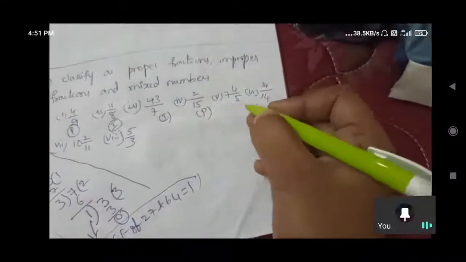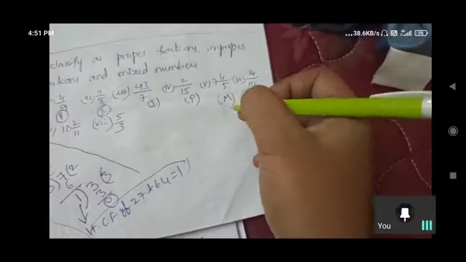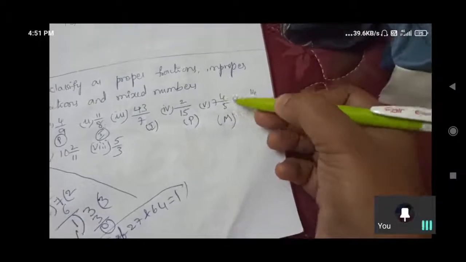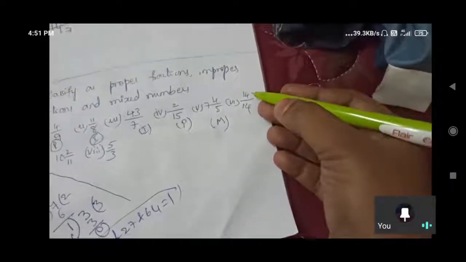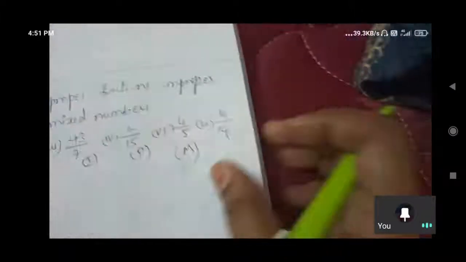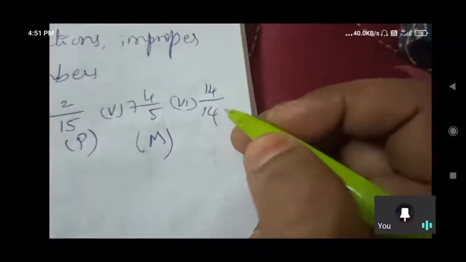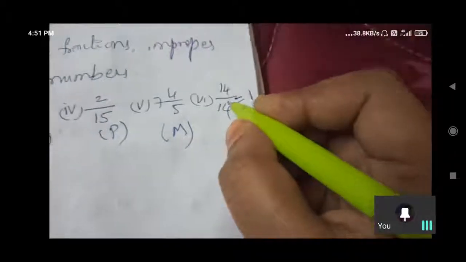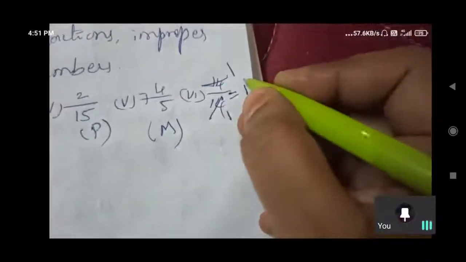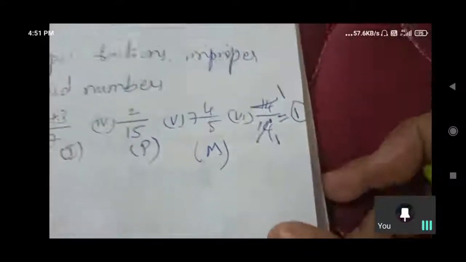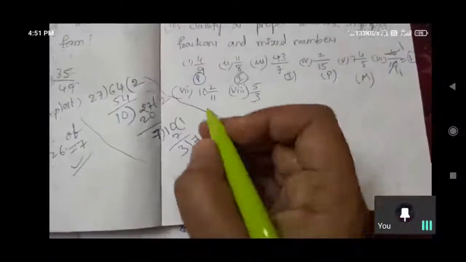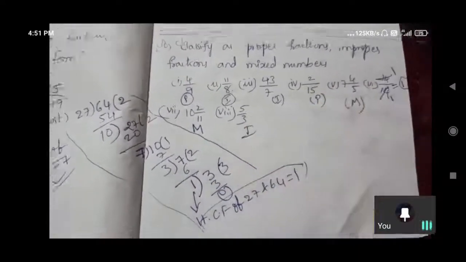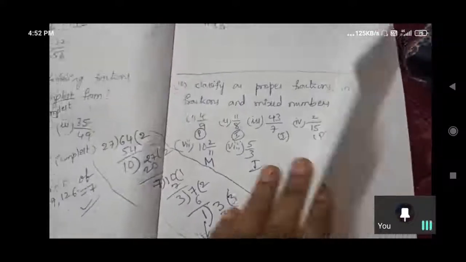So here, mixed fraction. Yes, mixed fraction. This one is mixed: one natural number plus one proper fraction. So this is a mixed fraction. So is this? This is 14 by 14. Both are equal, so this is the natural number, Nana. We can simplify: 14 ones are 14, so 1 is the natural number we get here. And the next one is a mixed fraction. This is improper because the numerator is bigger. So like that we can classify.